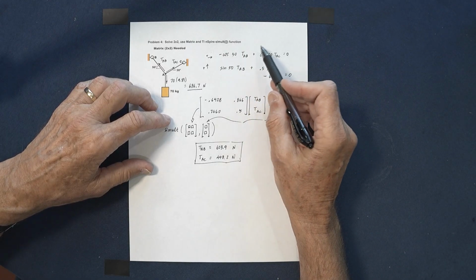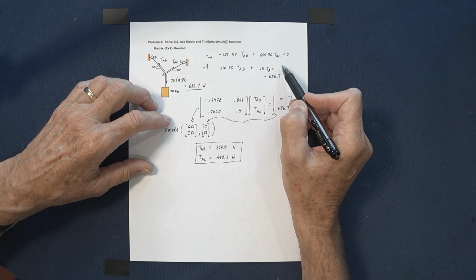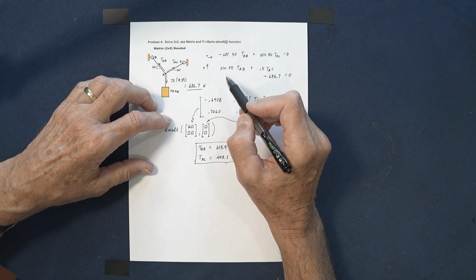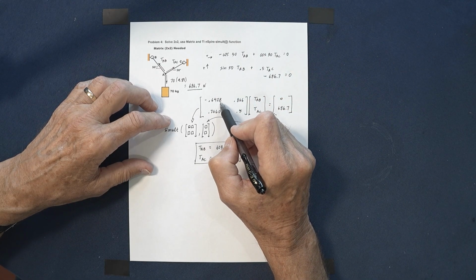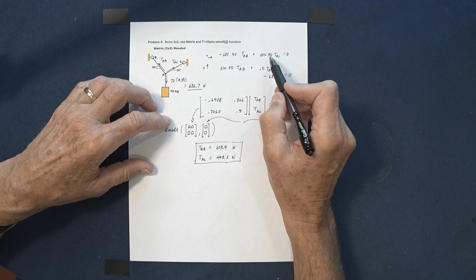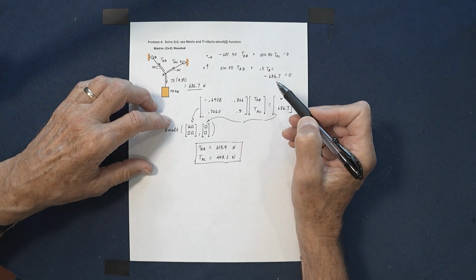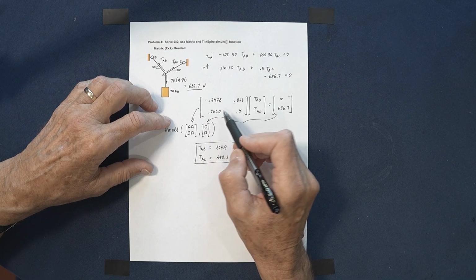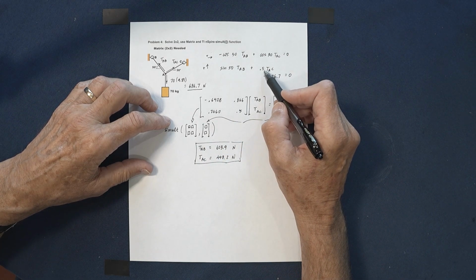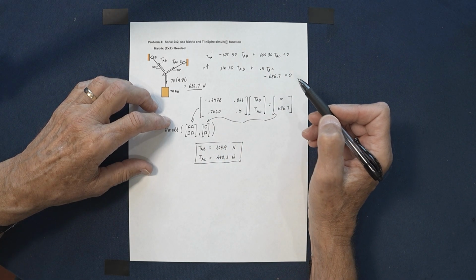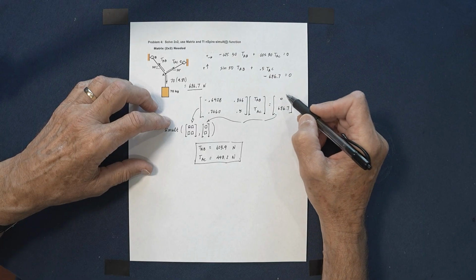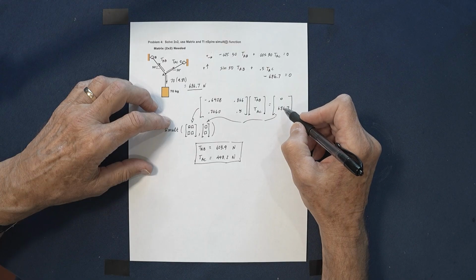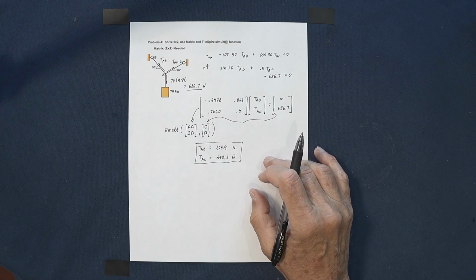So what we're going to do is convert this to matrix form. The negative cosine 50 is negative 0.6428. The cosine 30 is 0.866. The sine 50 is 0.766. The sine 30 is 0.5. My right-hand side is 0, and I bring this negative over here, and it is a positive 686.7.